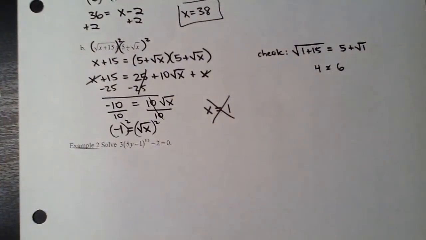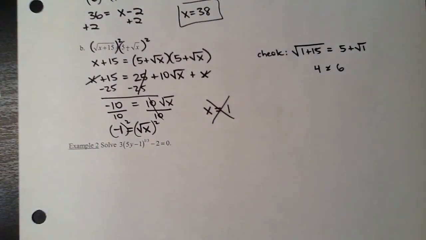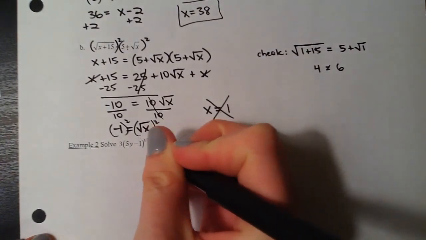Okay, example 2. This one is in a slightly different format. You've got the 1/3 power instead of the cube root, but remember they are the very same thing. We're going to follow these same steps. You're still going to isolate the radical on one side. So we're going to start by adding this 2.